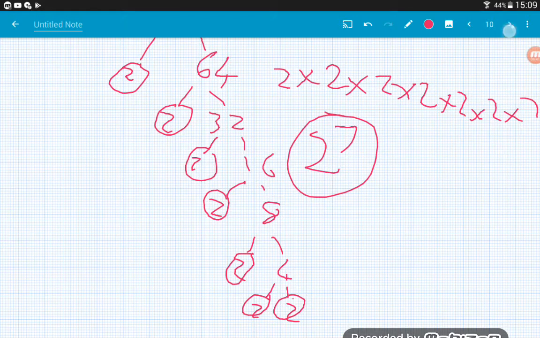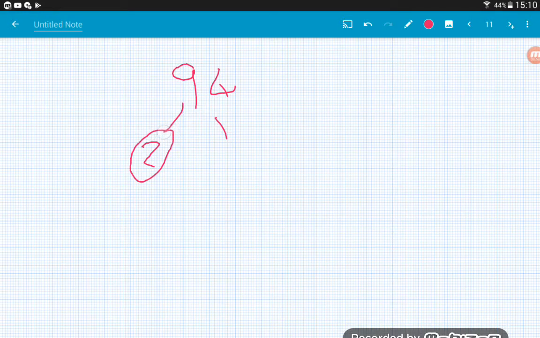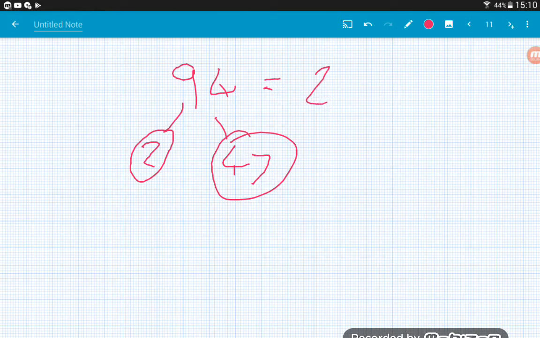Okay, let's do a couple more. Let's go for 94. Okay, so 94 again, it's even, so let's take out a 2. And half of that then would be 47. Now 47 is actually a prime number. So 94 finishes really quickly and is 2 times 47. Can't simplify that at all.